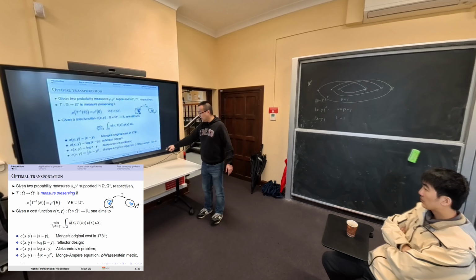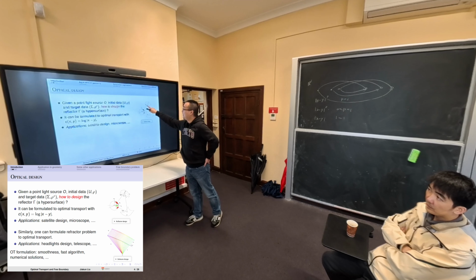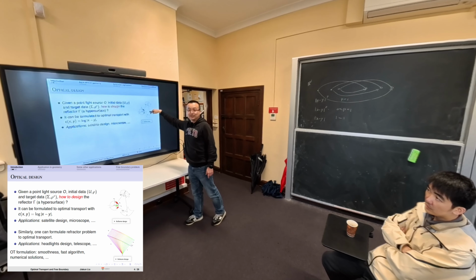Now let me show you what I mean by the reflector problem. Imagine the light is shooting out from the origin along different directions. Each direction has a different density given by rho, and here you have a reflector. When the light touches the reflector, it changes direction. It's reflected downwards and eventually illuminates another target.